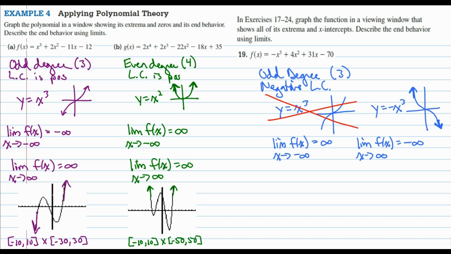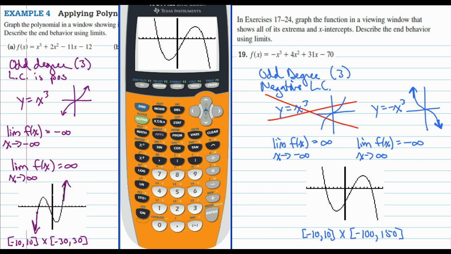So now all I have to do is graph and make sure I was right. So I graphed the polynomial, found a new window. My window here, I just changed my y min to negative 100 and my y max to positive 150. And I can see that my left end behavior does go up and my right end behavior does go down. So I accurately predicted my end behaviors.